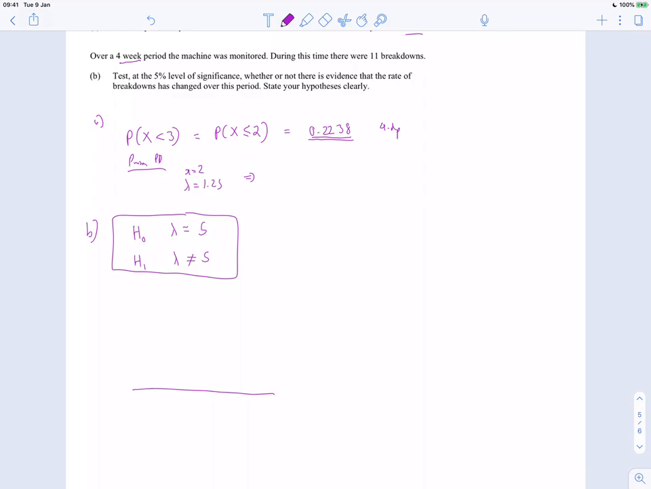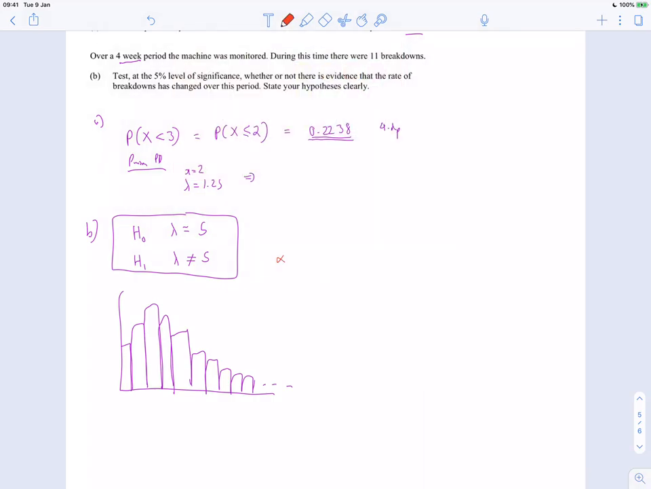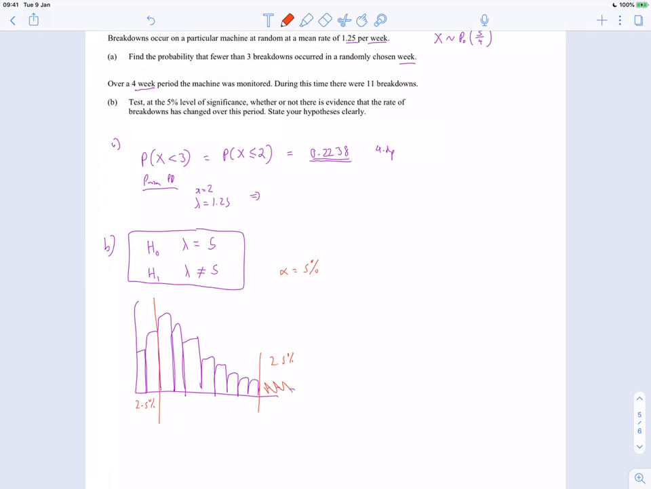Now, that means that if I was to draw the boxes for this distribution, and this is very, very bad, and it goes on forever, then because the significance level alpha is 5%, I want to find the box where this is 2.5% and the upper bit where this region is 2.5%. Now, it doesn't actually ask me to find the critical region. In actual fact, I just have to make a decision on where this 11 breakdowns reside. So, what I should do is consider the probability that X is greater than or equal to 11. Well, that's the same as 1 minus the probability that X is less than or equal to 10.